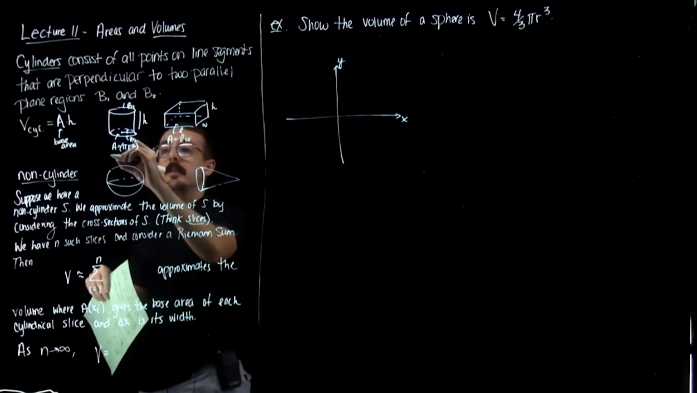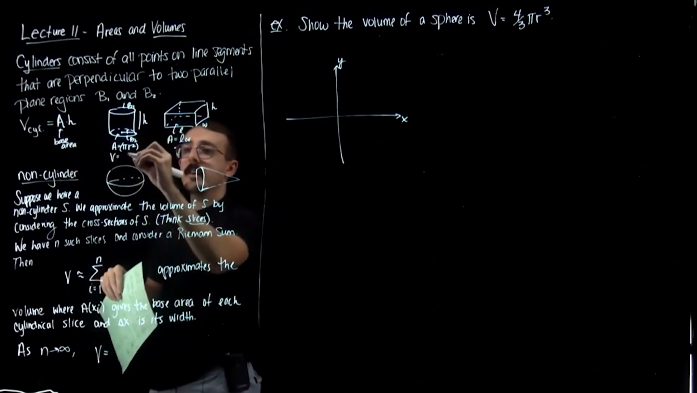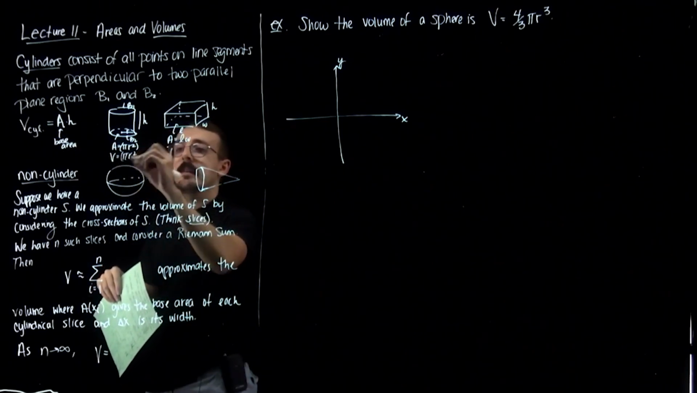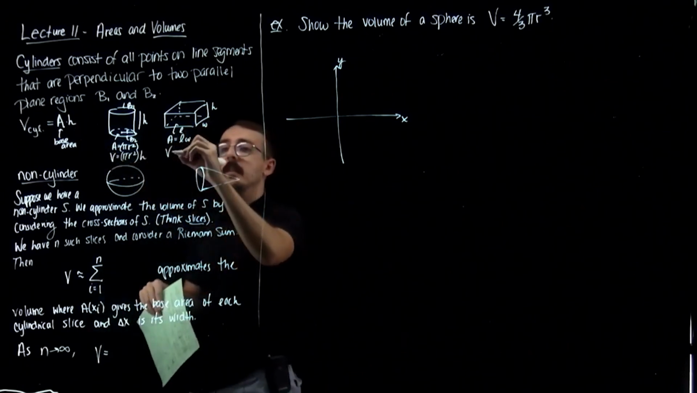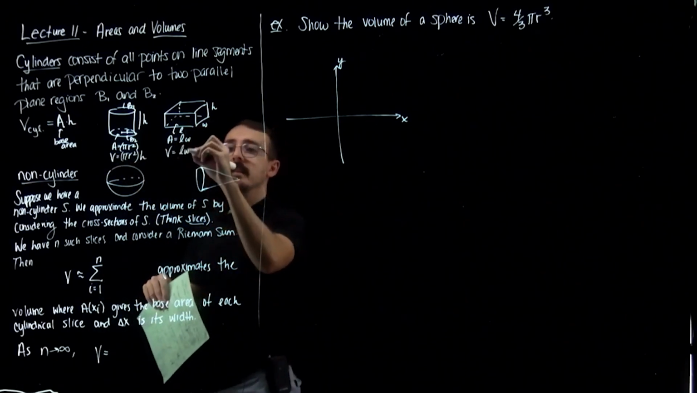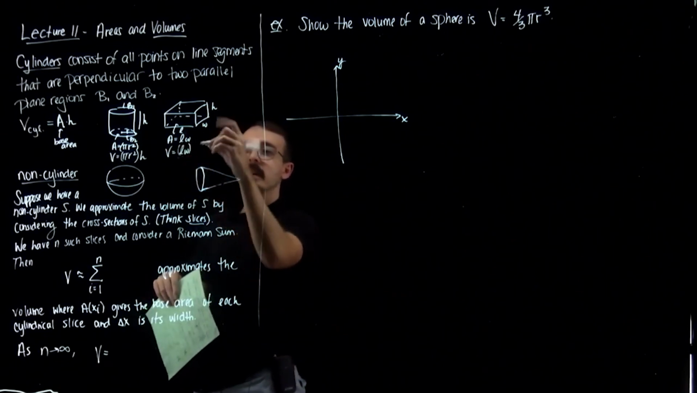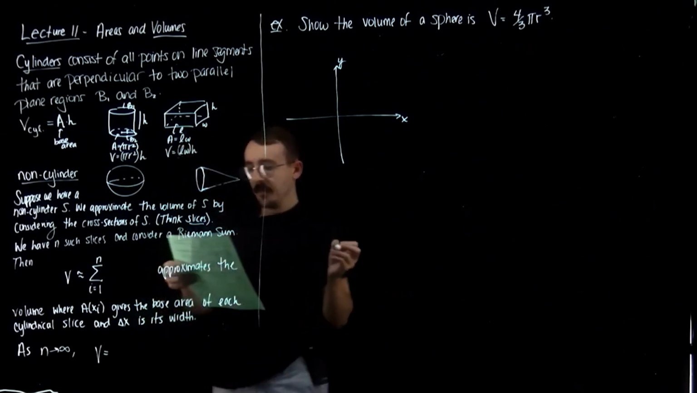So the volume of this first cylinder: the base area is pi r squared, and then times the height h. This one, the volume is the base area, L times W, and then h.